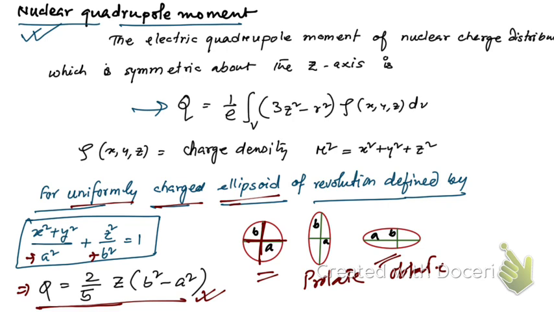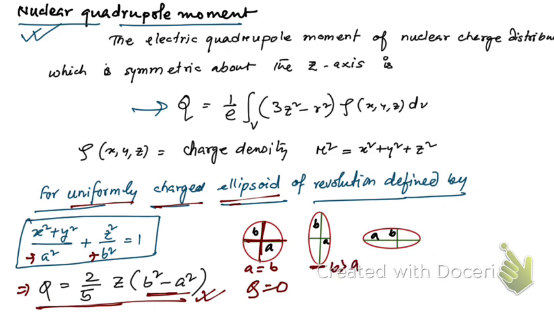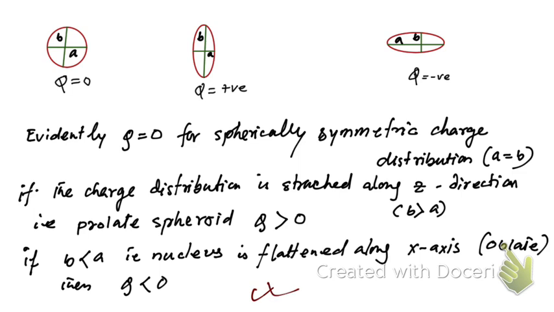In this case, A is equal to B. If A is equal to B, then the value of Q will be 0. Here B is greater than A. If B is greater than A, from this expression it is clear Q must be positive. And in this case, B is less than A, then Q is negative. I have written those things here. Hope you have understood. Please pause the video and note those things, either you can note them or take a screenshot.